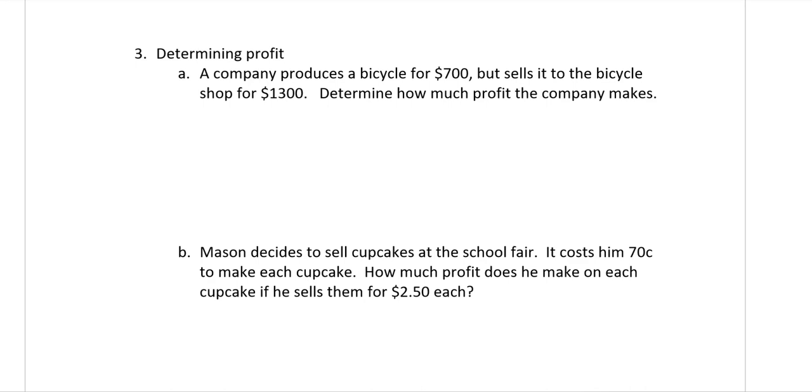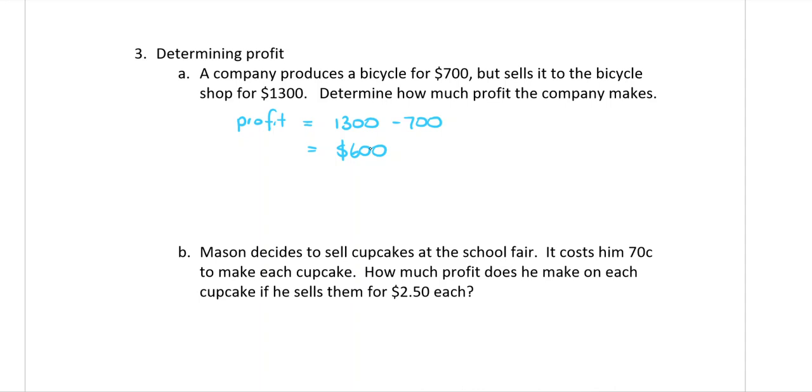There are 2 steps to this again. The first thing you need to do is work out the profit in dollars. How much money in dollars are they making? So that is found by subtracting. If I sell it for 1,300 and it cost me 700, if I subtract them, that means that I'm making $600 in profit.